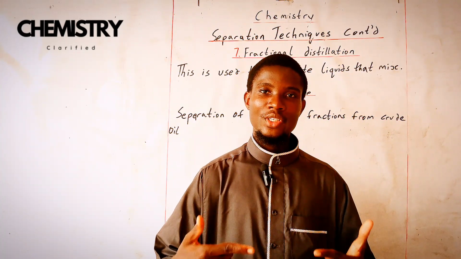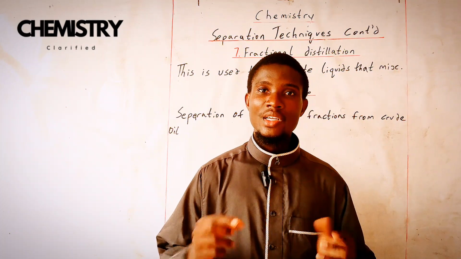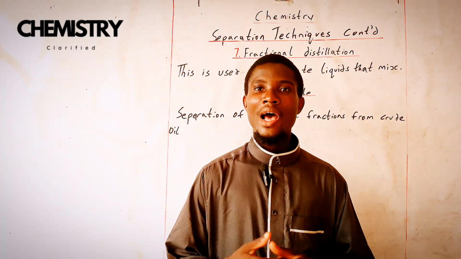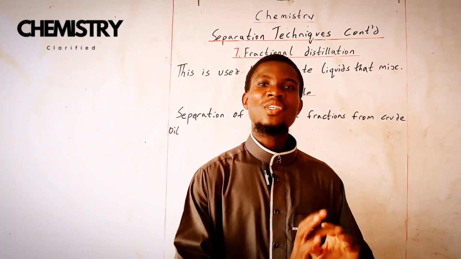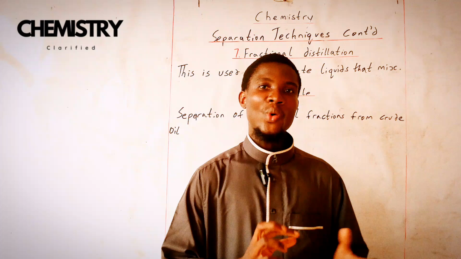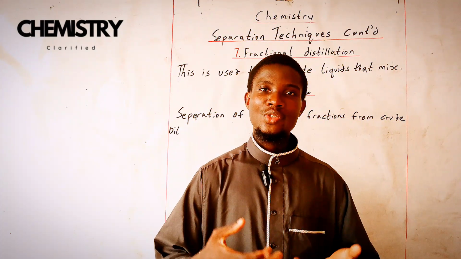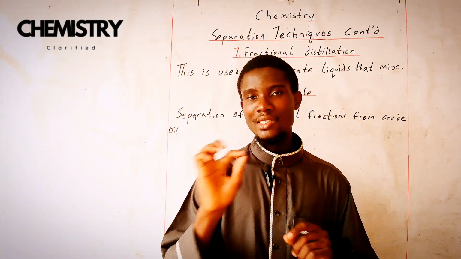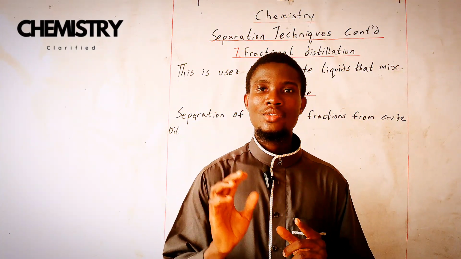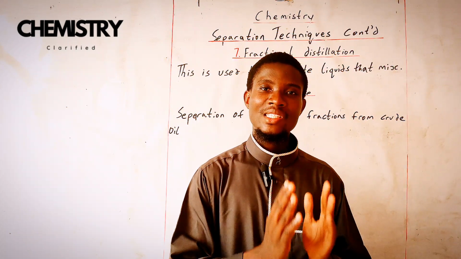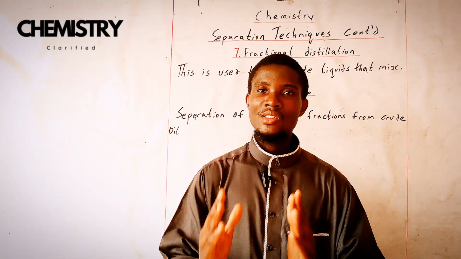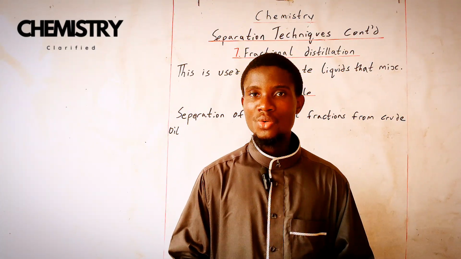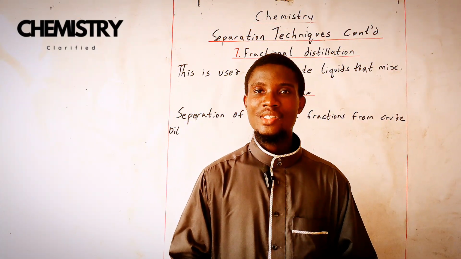Then you increase the temperature again. When it gets to the boiling point of kerosene, the kerosene is going to boil and become gaseous kerosene, and that gaseous kerosene is then going to be condensed back into liquid kerosene. When it gets to the boiling point of diesel, the diesel is going to boil and become gaseous diesel, and then you condense it back into liquid diesel. Using this method, you can separate different fractions into their constituents and you will be separating the mixture. So that is how fractional distillation works.